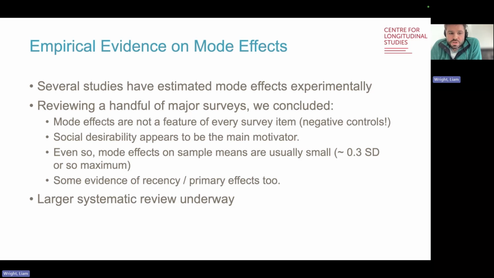Another finding from this review was that social desirability appears to be the main driver of mode effects, more than the other factors outlined in the Dardenne report. In any case, though, the actual mode effects when looking at sample means between modes are usually relatively small, about 0.3 standard deviations or lower. And there's also some evidence of recency and primacy effects too, but these aren't as strong as social desirability on the main. We are currently conducting a larger systematic review, which I'll talk about a bit later if I have time to.